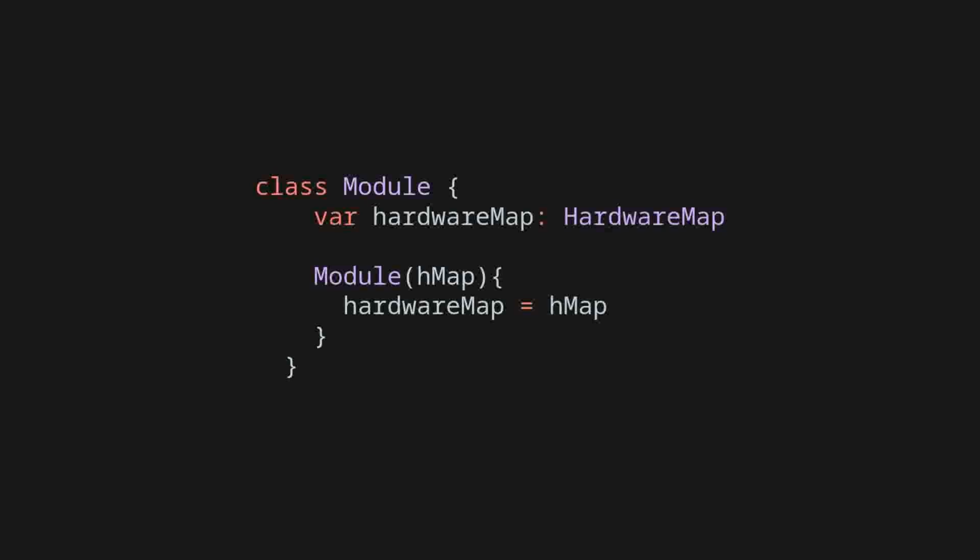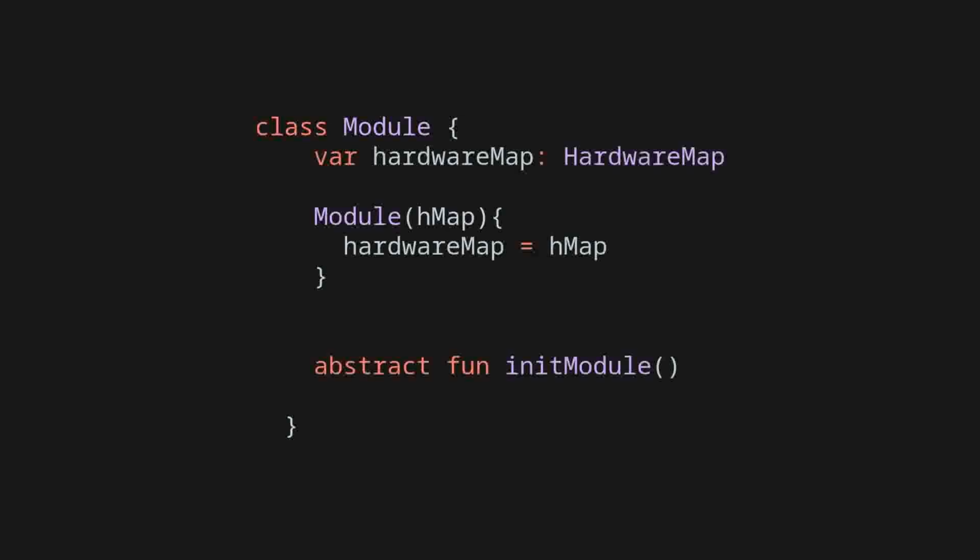Before we finish off, we want a way to initialize our module. The problem is that each module will have its own way of initializing things. For this problem, we will declare an abstract function called initModule, so we can implement it in each module we define. For now, the basic stuff has been done.